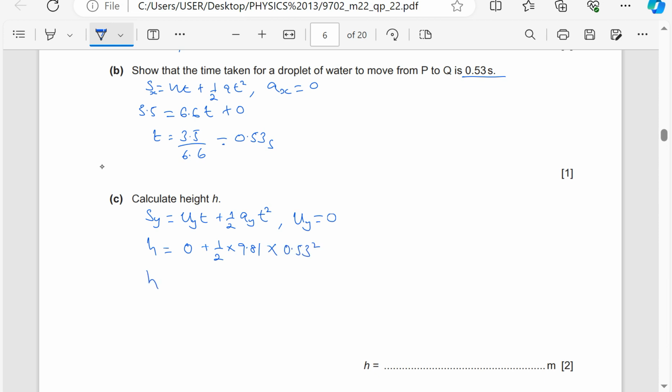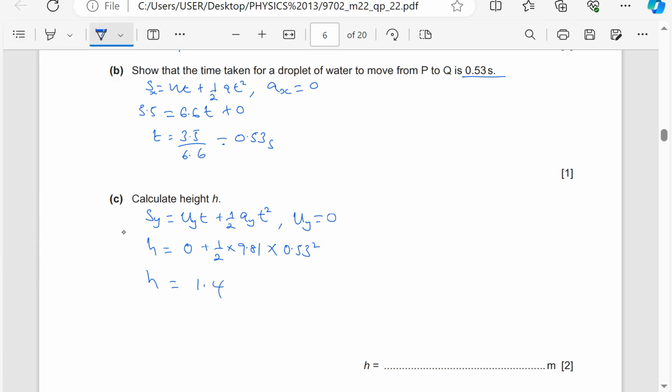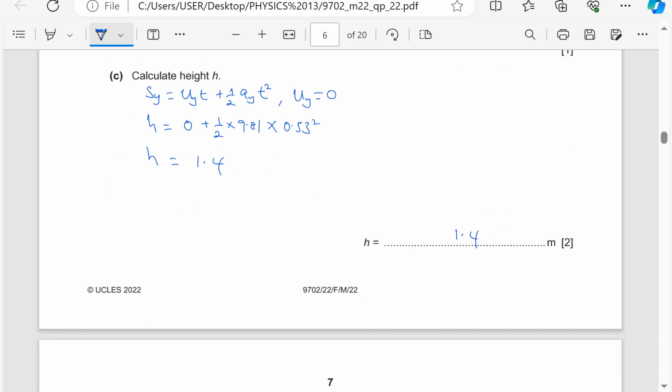Okay, so what is h? I'll just press my calculator. 0.5 for a half, 9.81 times 0.53 squared. So that is 1.377, approximately 1.4. So this is 1.4 meters per second. Sorry, 1.4 meters, not 1.4 meters per second.